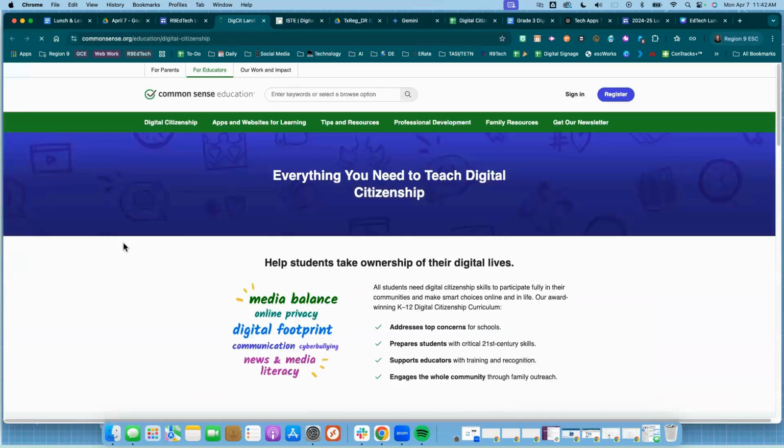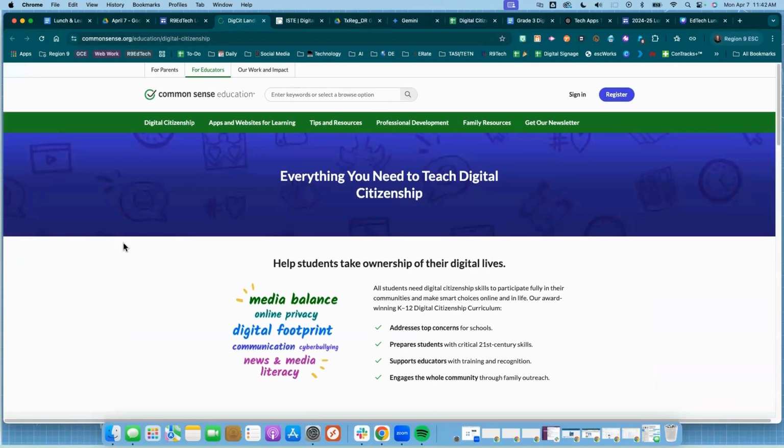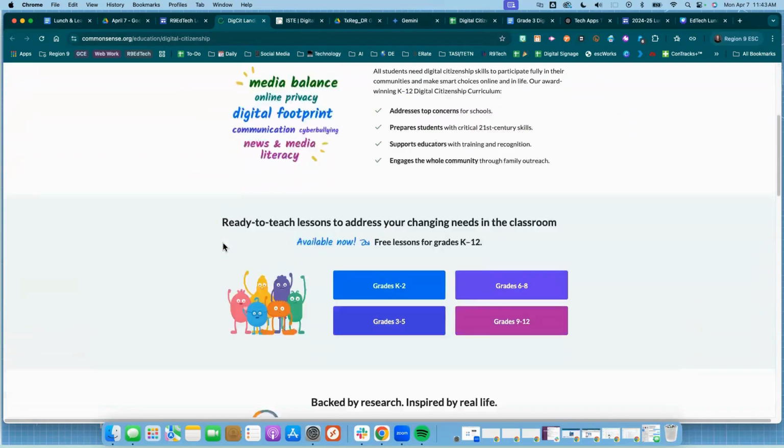Common Sense Education has a ton of resources for you, both as a teacher, but also if you are a parent. It's a great tool as well, because it can tell you a little bit about the movies and the shows that your kids are watching. But the digital citizenship piece is the part that I liked.